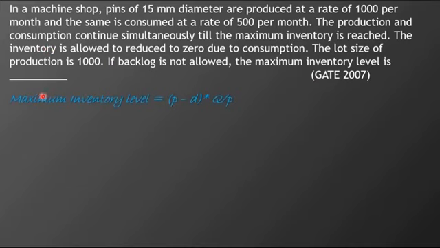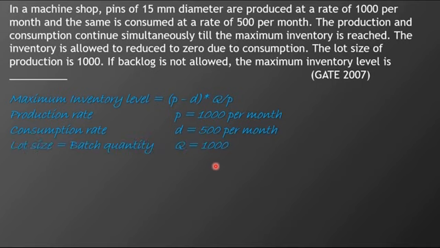So the maximum inventory level is equal to (P minus D), that is production rate minus demand rate, into lot quantity divided by production rate, as we have discussed earlier. So here production rate P is 1000 per month, demand rate is 500 per month, that we have discussed. Lot size or batch quantity is 1000 units, it is given. So we will get the maximum inventory level by putting the values of P, D and Q in the equation.